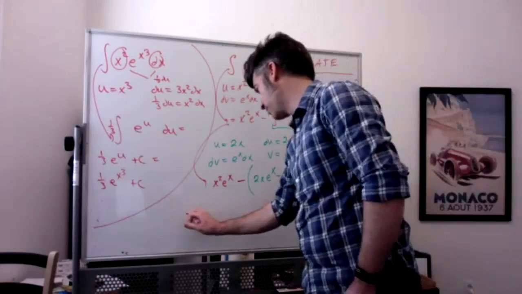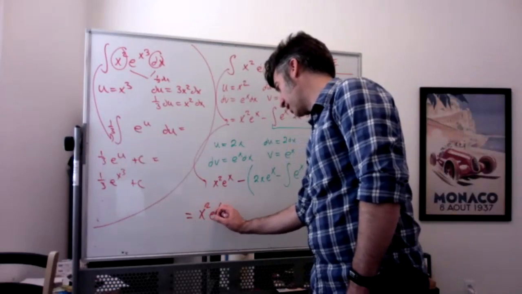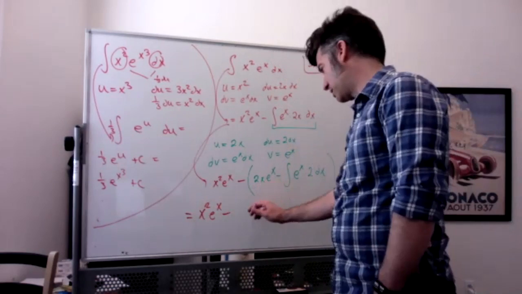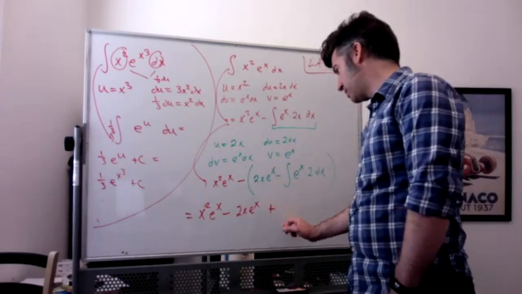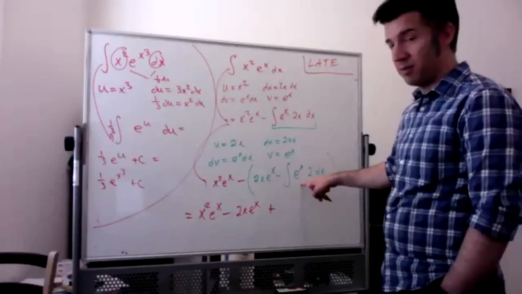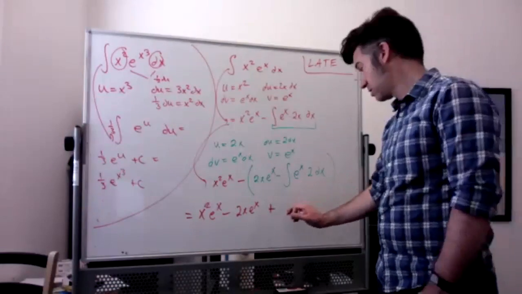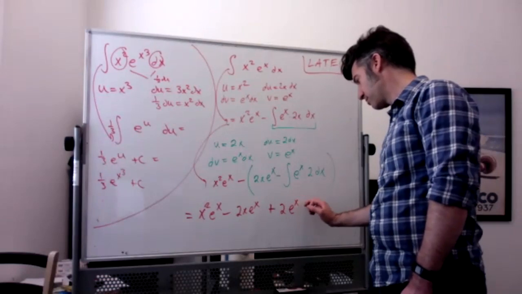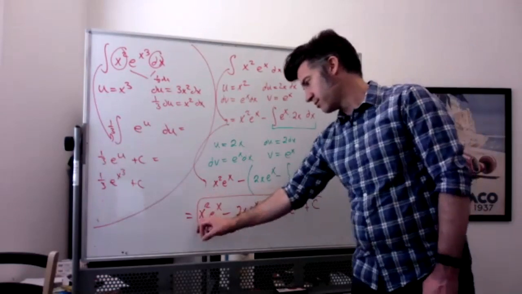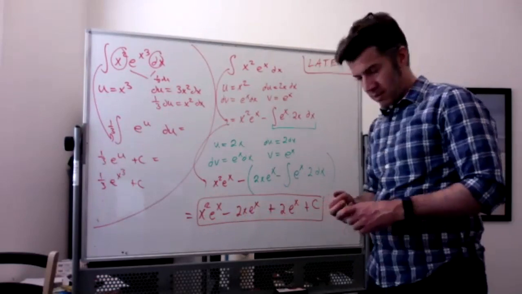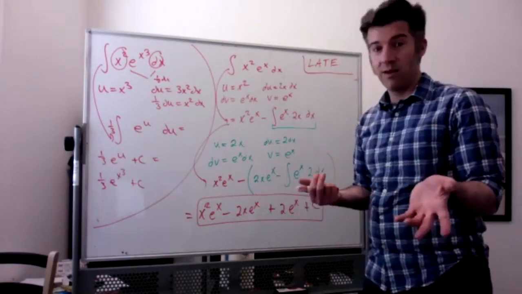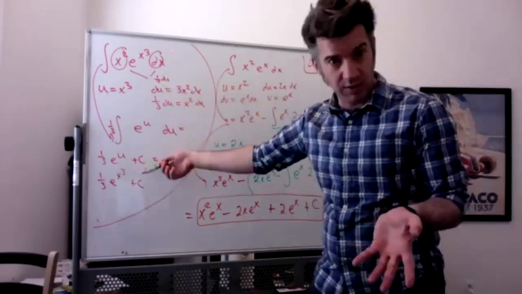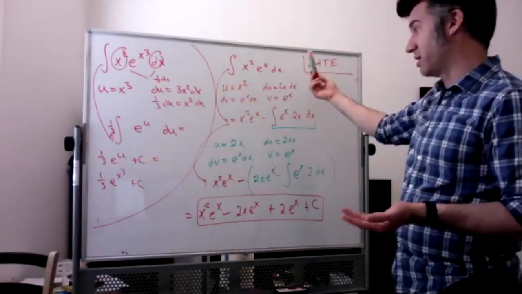So we're going to get x squared e to the x minus 2x e to the x. Minus a minus is plus, and the integral of 2 times e to the x is just 2 times e to the x. So that's how you do this problem. Again, sometimes you have a mixture and it's u-substitution. Sometimes you have a mixture and it's integration by parts.